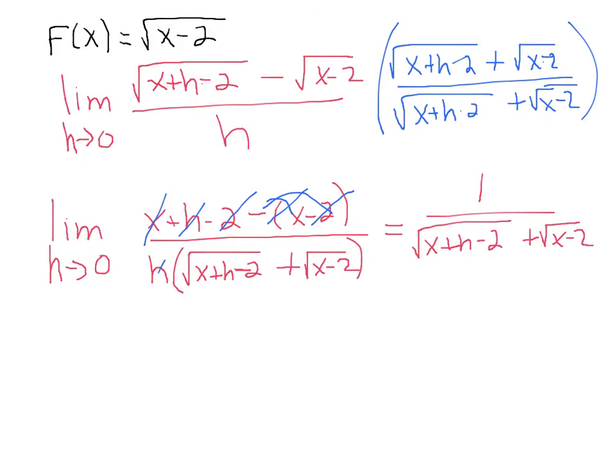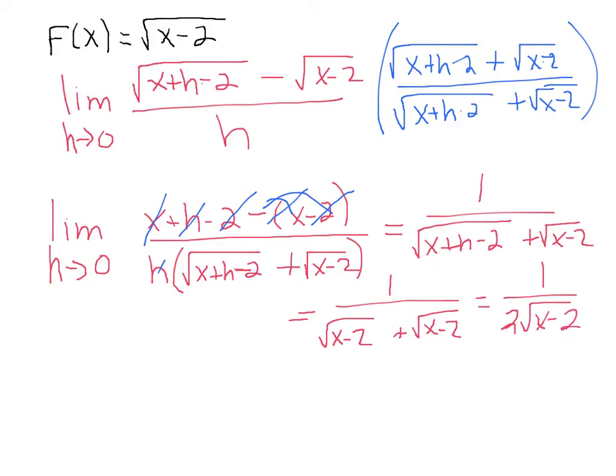So as h is approaching 0, what do I end up with? Well, as h approaches 0, I end up with the square root of x minus 2 plus the square root of x minus 2, which is 1 over 2 square root of x minus 2. Okay, so there is our limit as h approaches 0.